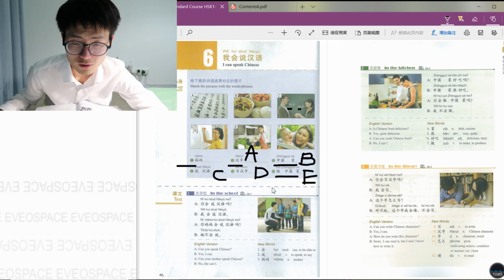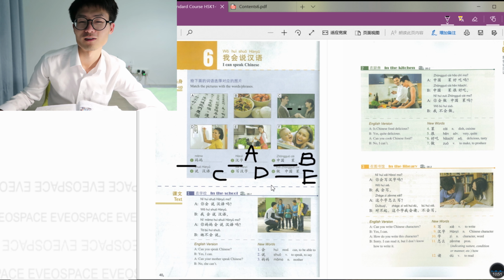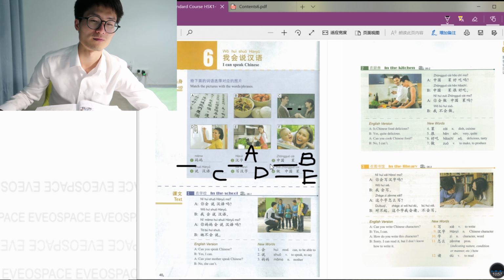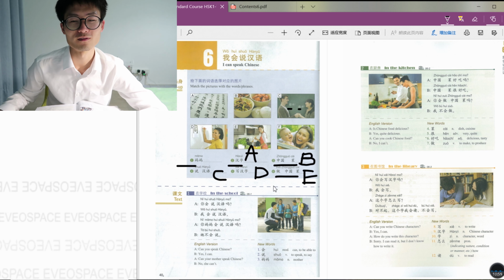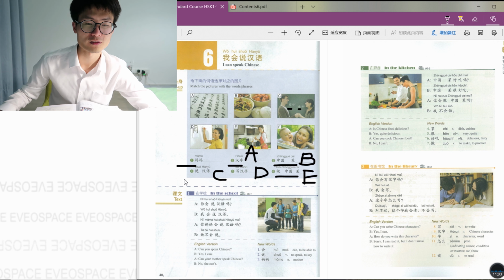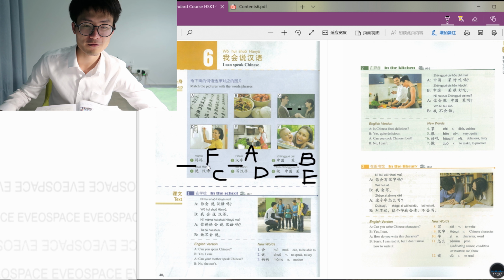I don't know if she's making Chinese dish or any other country's dish. Maybe it's Japanese dish or it's Thai food. But there is no other option here. So let's come back to the first one. I think it's an F.